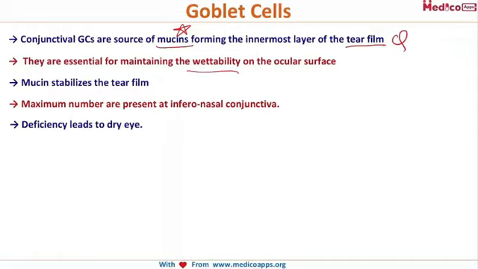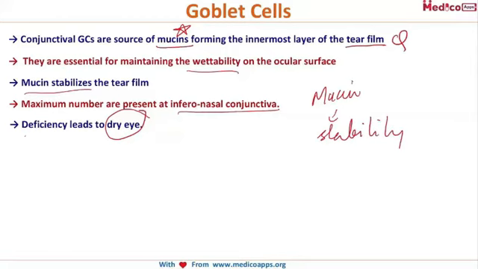Mucin stabilizes the tear film, and the maximum number of goblet cells are present in the inferonasal part of the conjunctiva. And you can understand that when there is a deficiency of the goblet cells, the tear film becomes unstable, and then obviously it will lead to dry eye. So goblet cells are present in the inferonasal conjunctiva at maximum concentration. They secrete mucin for maintaining the stability. That's what you have to remember.